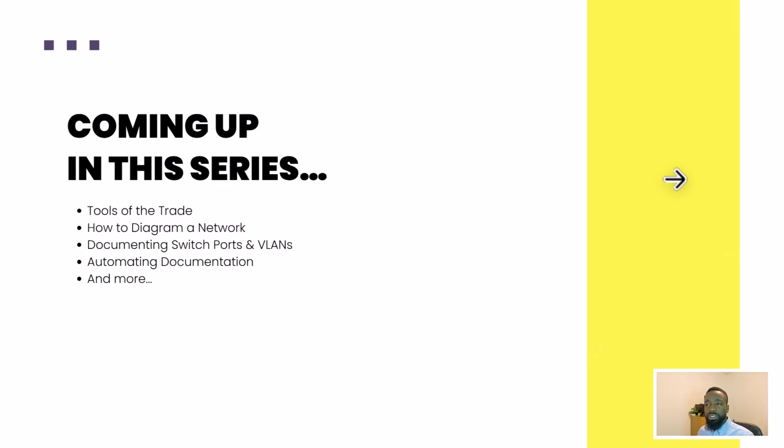Now, coming up in this series, we're going to be taking a look at tools of the trade. That's the tools that we'll be using in documentation. We're going to talk about how to diagram a network. We're going to talk about how to document switch ports and VLANs. We're going to talk about how to automate documentation as well, and how documentation is automated in production environments, and a whole lot more. So I would encourage you to stay tuned and watch out for the next video. It's going to be packed with a lot of value, a lot of content, a lot of things that will help you in your current role, a lot of things that will help you secure your next role as well.